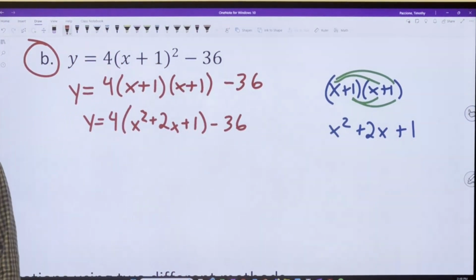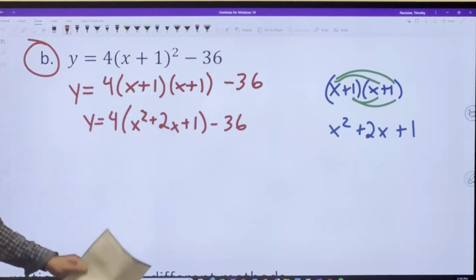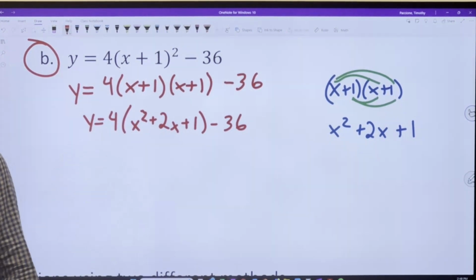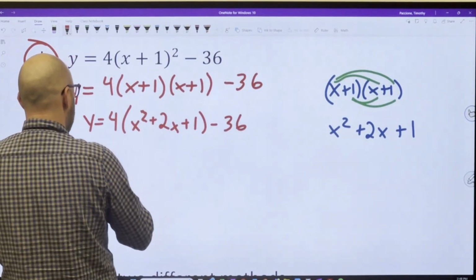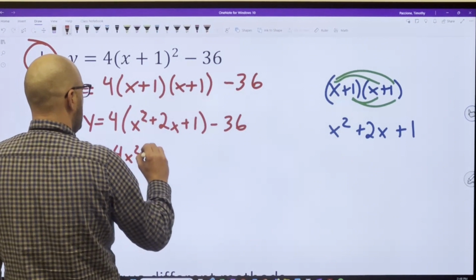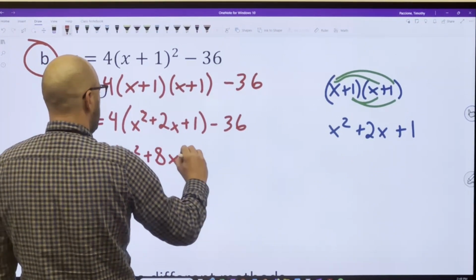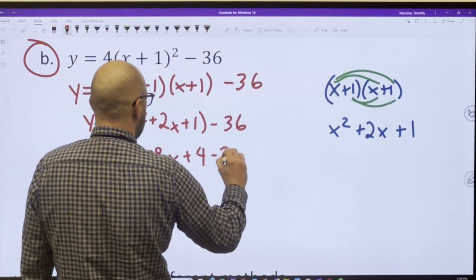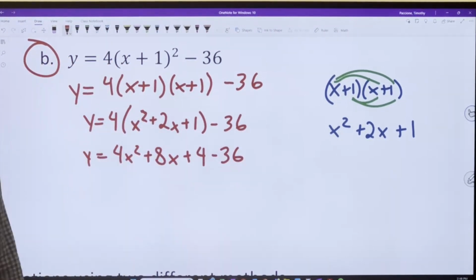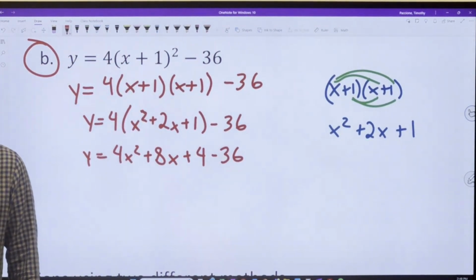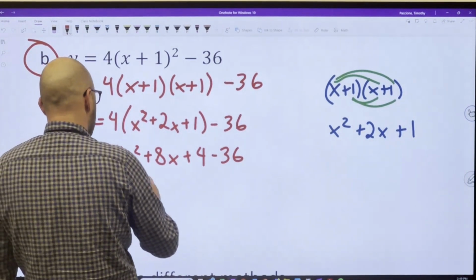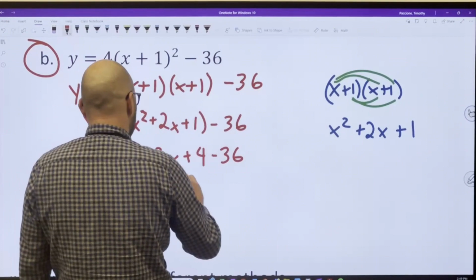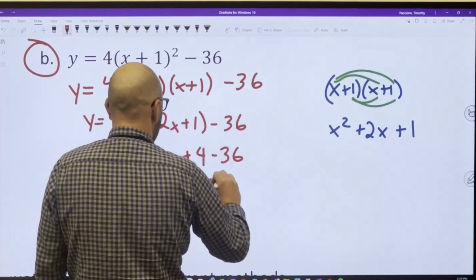And now what's the next step? We let 36 inside? Well, I can't because there's a number on the outside. So I got to distribute the 4, right? So if I distribute the 4, I get y equals 4x squared plus 8x plus 4 minus 36. And now I can do that math with the 36 because I have 4 minus 36. So I get y equals 4x squared plus 8x minus 32.